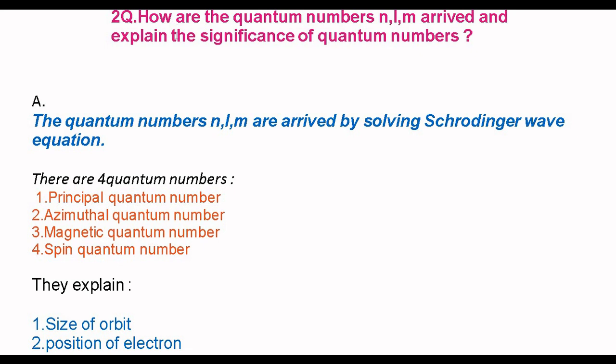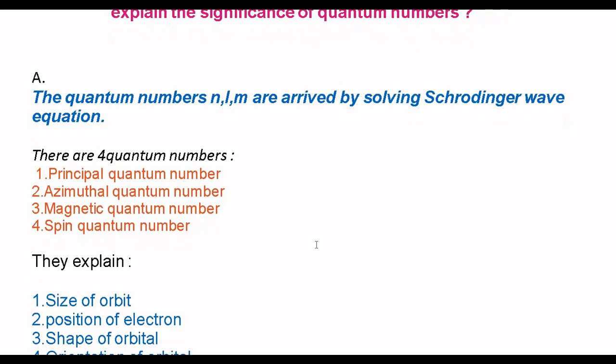Today in this session we will learn the second LAQ from atomic structure. The second question is, how are the quantum numbers n, l, m arrived at, and explain the significance of quantum numbers? Answer: the quantum numbers n, l, m are arrived at by solving the Schrödinger wave equation. There are four quantum numbers. Those are principal quantum number, azimuthal quantum number, magnetic quantum number and spin quantum number.